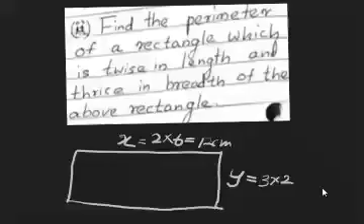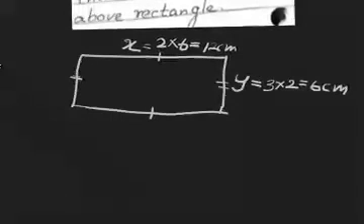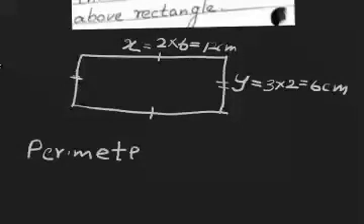So altogether 3 into 2, 6 centimeters. Now you know the length and breadth of the rectangle. If you know one length and one breadth, you can find the perimeter since opposite sides are equal. So you can find the perimeter of the large rectangle, or second rectangle. You can write anything.